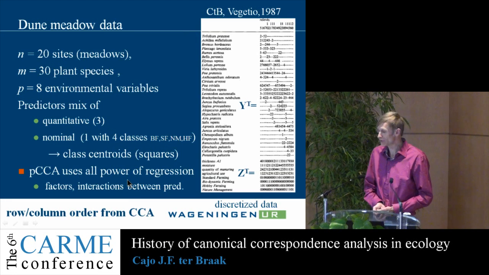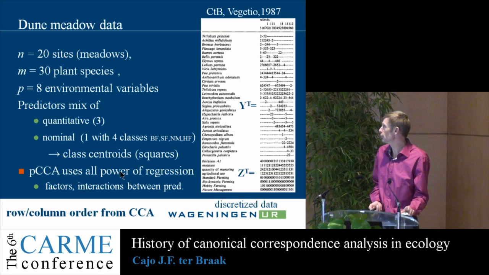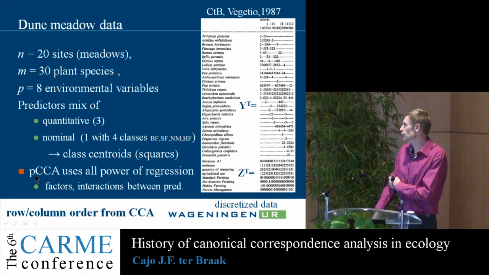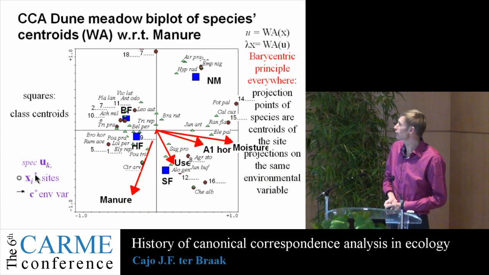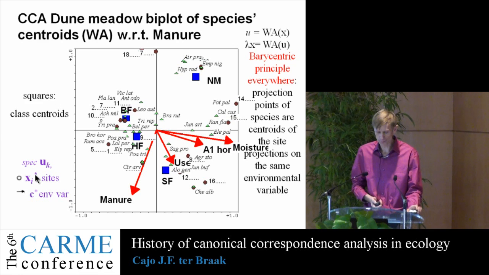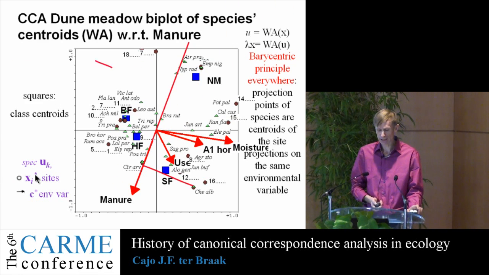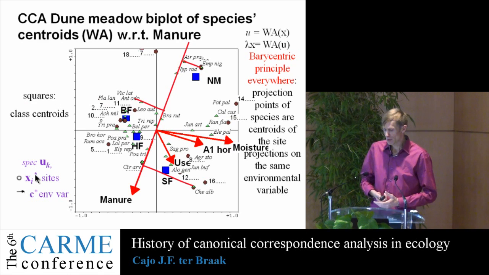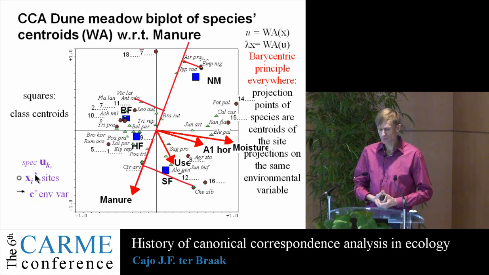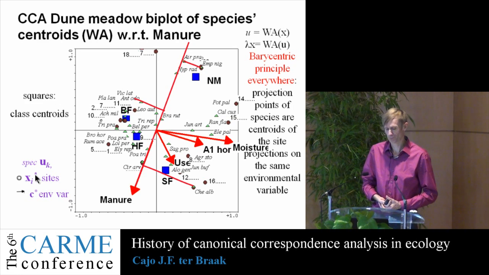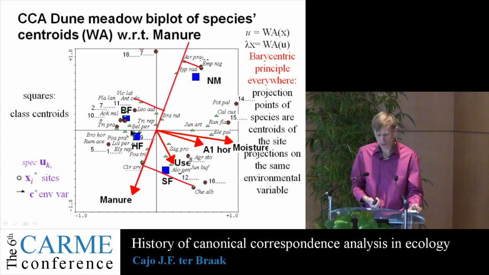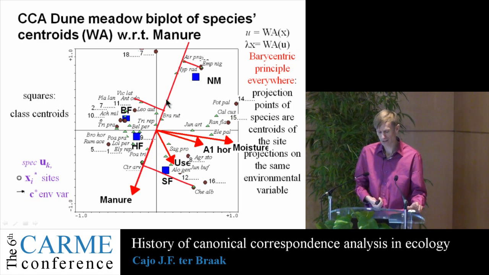So here is another example in the second paper, just to show actually that the predictors can, of course, be both quantitative and nominal, and that, certainly with partial canonical correspondence analysis, we can use all the powers of regression. So here I have such a biplot. To look something up for manure, we make a line of it. We project each of the species on it, and everything in this plot is now a center of gravity. So the projection points of the species are the centers of the site projection points. And I like this kind of way. And here in this plot, I have the class centroids for my 4 classes of my single nominal variable, although they are also centroids.